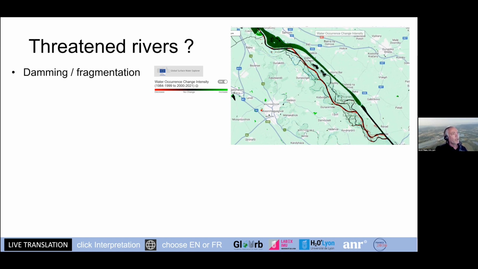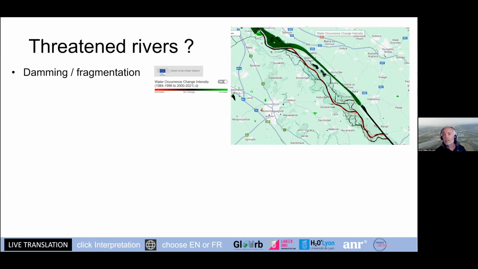Now, to illustrate my talk about the various threats, I will give you information I collected from a website called Global Surface Water Explorer, which uses Landsat images to analyze the water surfaces and the evolution of occurrence between 1984 and 2021. In red, water surfaces tend to shrink between the two periods, whereas in green, there is more and more water.